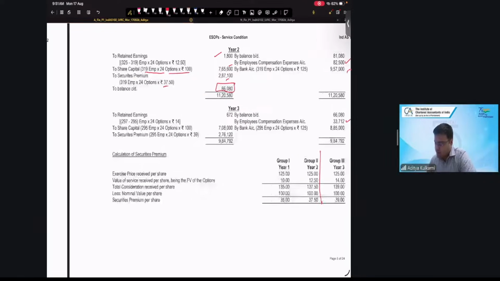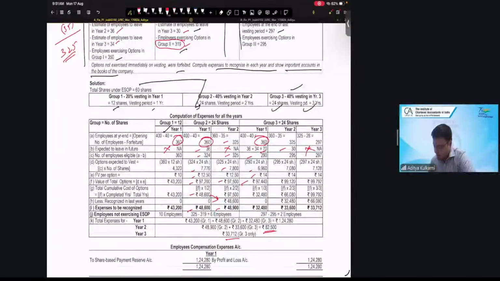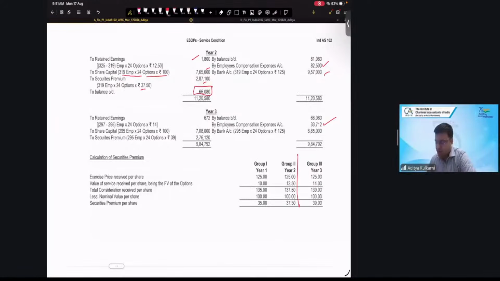Here, I will book the third year's expense 33,712 only in respect of group 3. 297 employees were there, out of which 295 employees exercised the option, 8,85,000. So that one we will split into share capital and securities premium. So share capital will be 7 lakh 8, premium will be 276,120. Retained earnings will be 2 employees into 24 into 14, 672. So that closes out your SBP reserve account in totality.